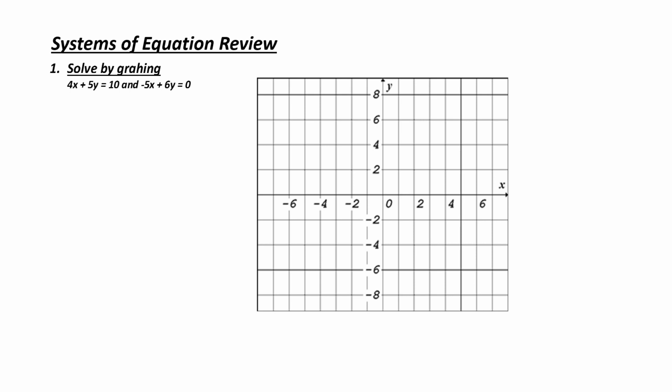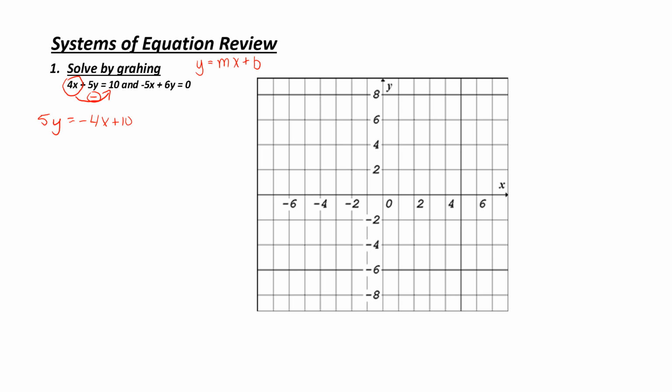So what is slope-intercept form? Slope-intercept form is y equals mx plus b. So we isolate for y. I'm looking at my first equation, and to isolate for y, I first subtract 4x from both sides. Why do I subtract? Because it's positive. So what does that give me? That gives me 5y equals negative 4x plus 10.